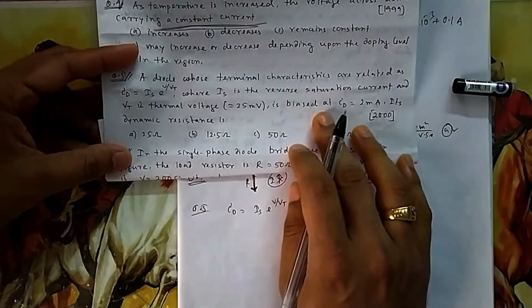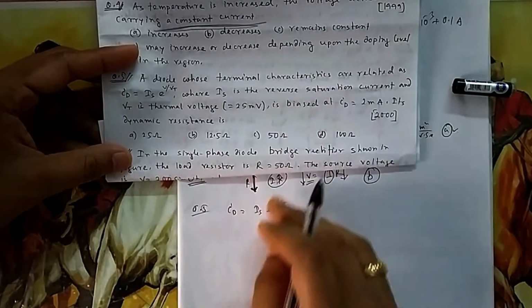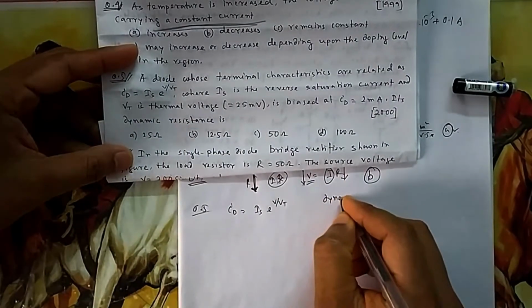So it is biased at ID equal to 2 ampere. ID is given 2 ampere. Is is the reverse saturation current. Okay, find its dynamic resistance. So what is the formula for dynamic resistance? Resistance we know, V by R.